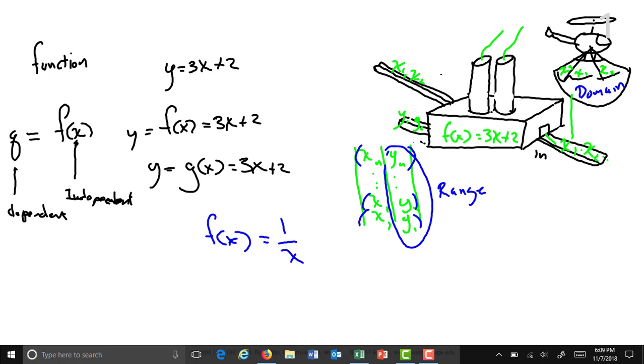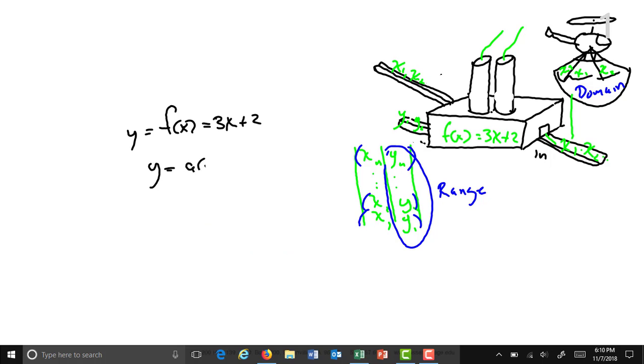Now, not every curve is a function. If a curve is not a function, it's called a relation. I'm going to show you graphically then what this means, this function thing. So let's see. Okay. Graphically.